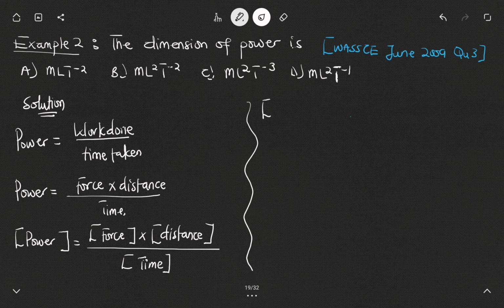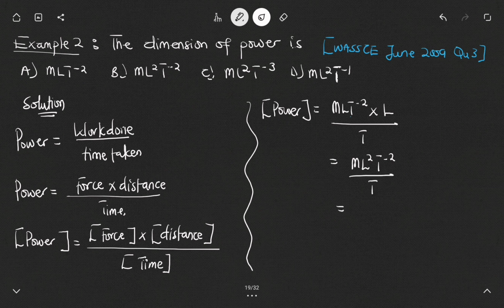So from here it means the dimension of power is equal to that of force we saw in the previous example, which is MLT^-2, multiplied by distance, which is also L, on time, which is T. So if I look here, I have L here, so it becomes L squared. So I have ML^2T^-2 on T. So if I send this T to the top, I have ML^2T^-2-1. This T comes to the top, it becomes minus 1. So our final answer for power, the dimension of power, will be ML^2T^-3.